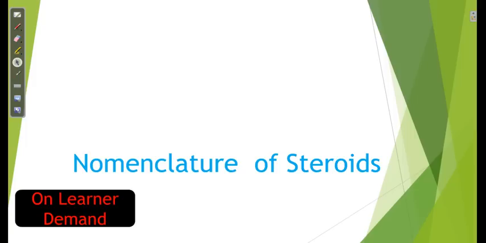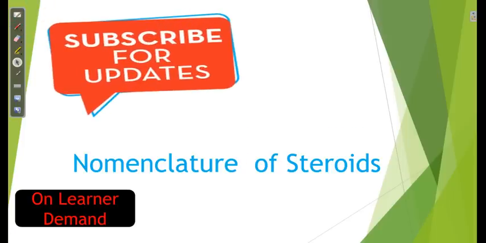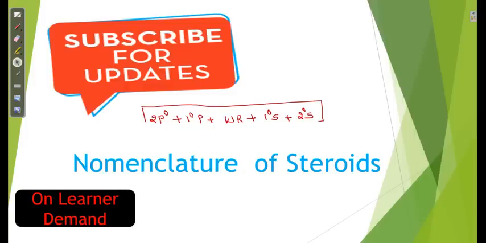Dear learner, let us start to try to understand the nomenclature of a steroidal compound. Basically, we know the IUPAC name of a compound is given by a word root, then a primary suffix, then a secondary suffix, a secondary prefix, and a primary prefix. All this system makes up the IUPAC name of an organic compound.